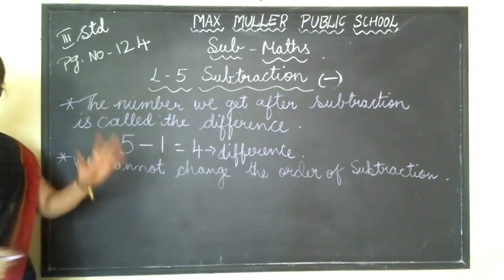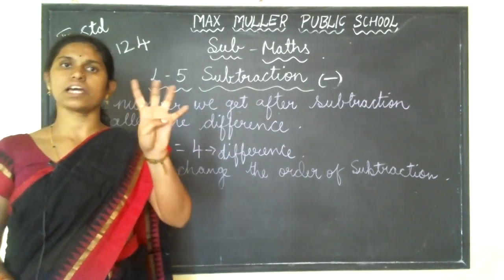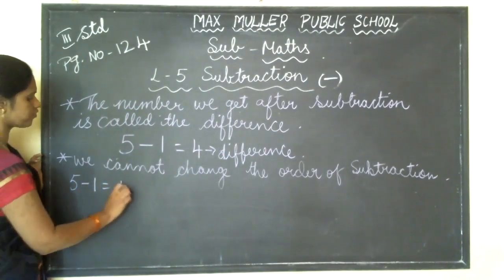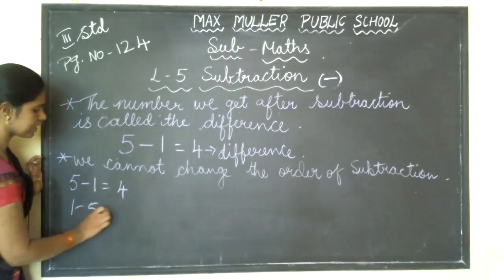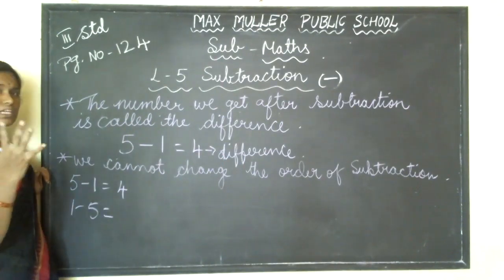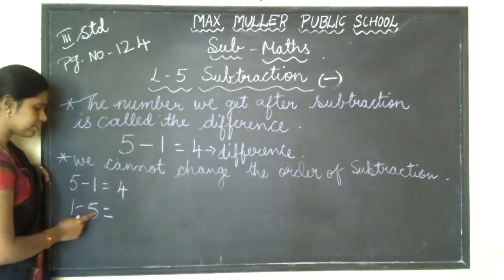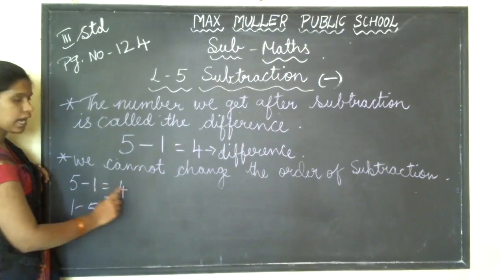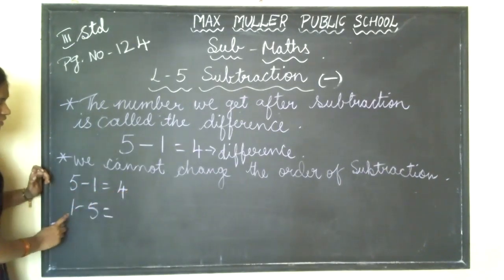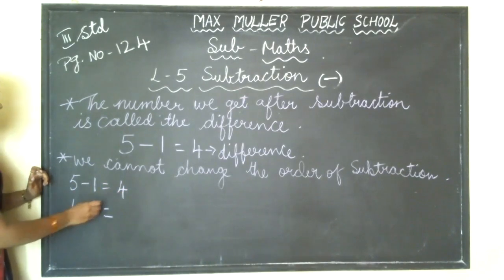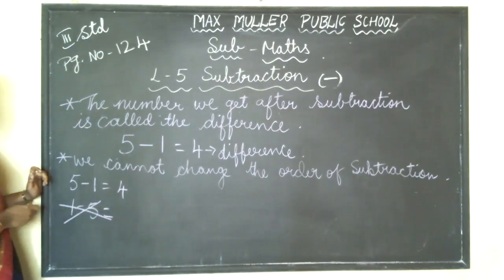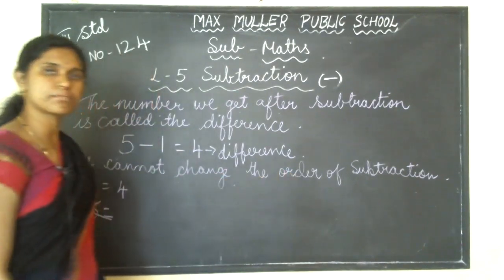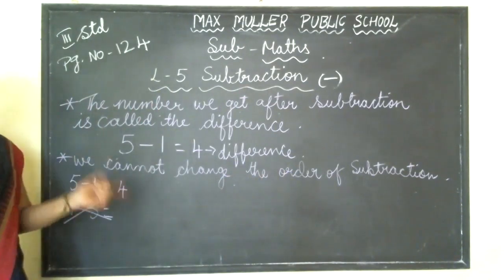From 5 I can subtract 1, yes or no? I will get the answer 4. The same way, 5 minus 1 I will get 4. But 1 minus 5, can I do it? From 1 can I subtract 5? No, so I can't do this one. Understood all of you? The sentence says we cannot change the order of subtraction.